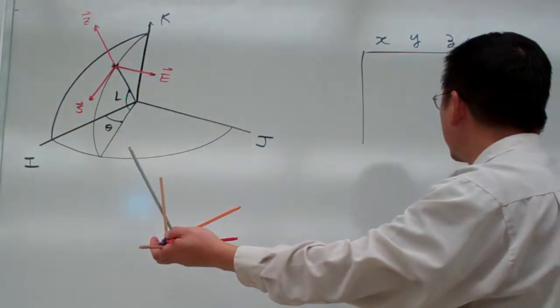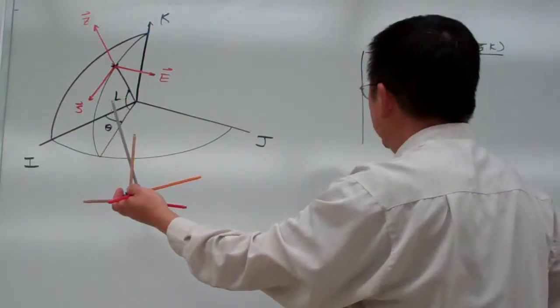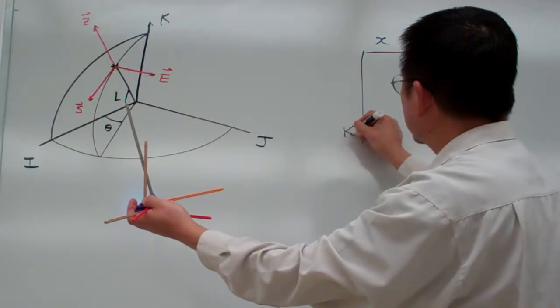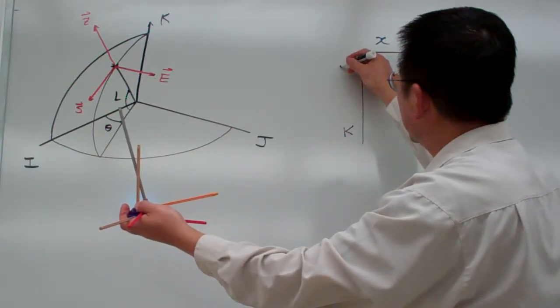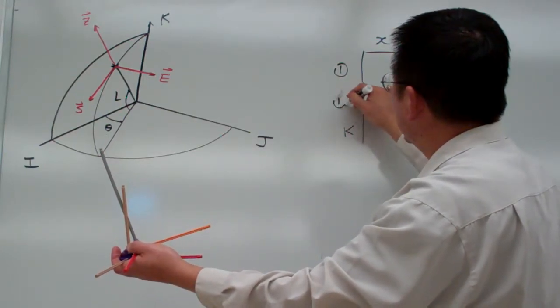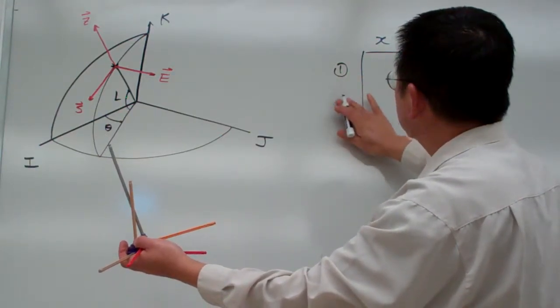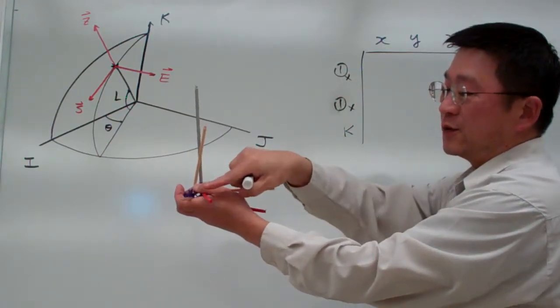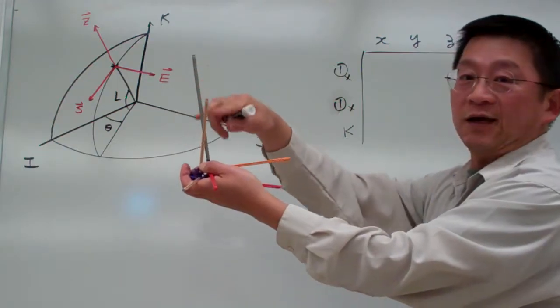Okay, so right now let me see. For the first coordinate system, I don't care about the coordinates, but basically the K is the same. And let me say this is 1. I forgot the symbol I used last time, so let me just use 1 and whatever system. So let me call this 1x, 1y, and k is the same.